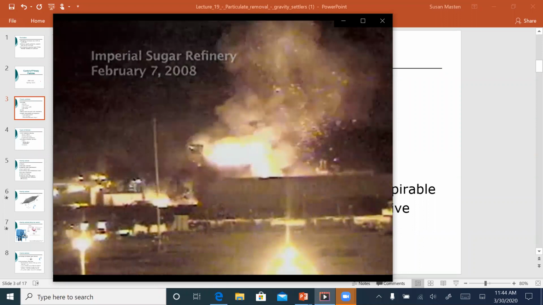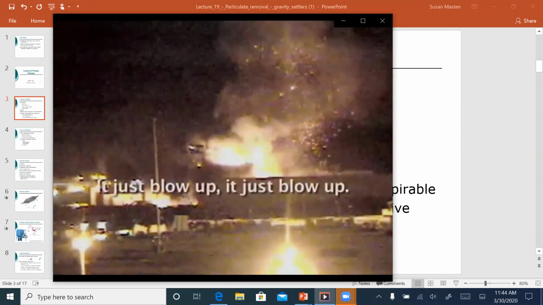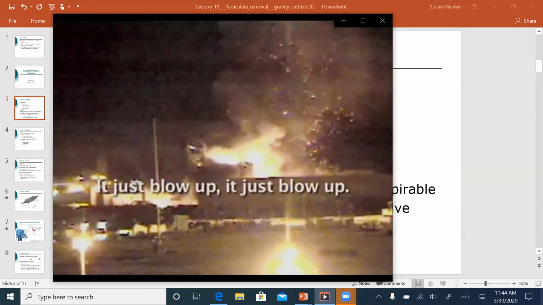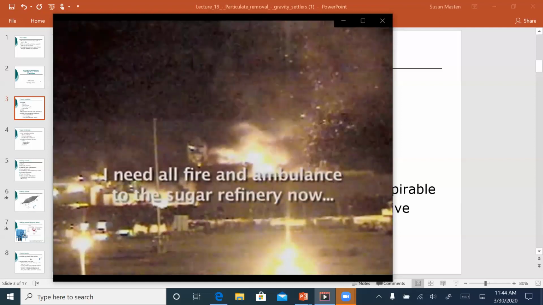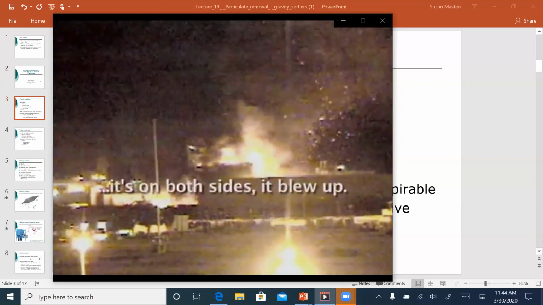I need fighting now. It just blow up. It just blow up. I need all 5 units to the sugar refinery now. It's a whole fire. It blow up.